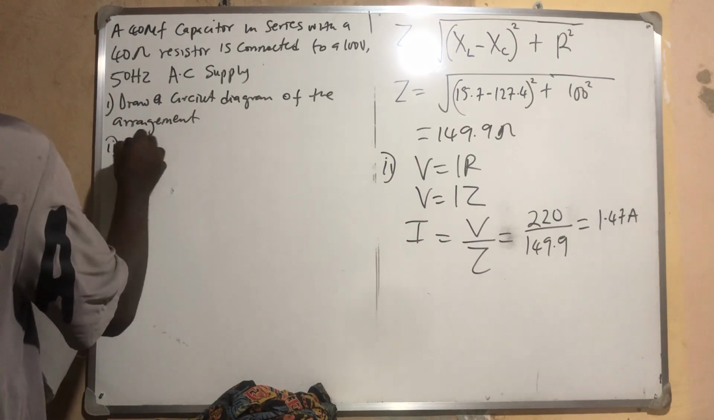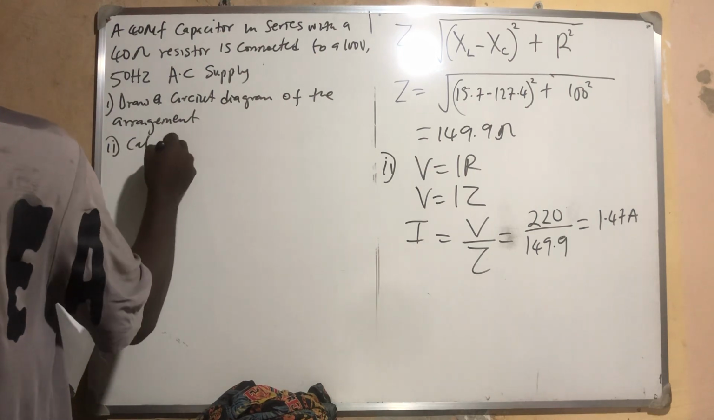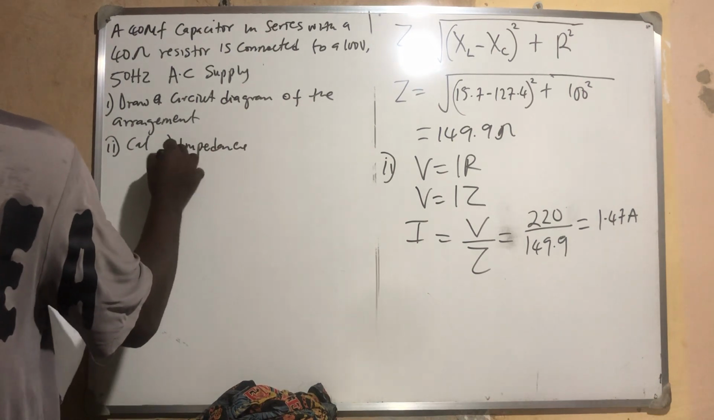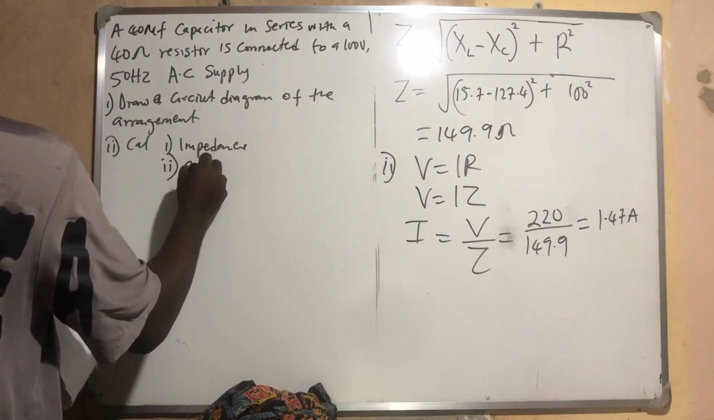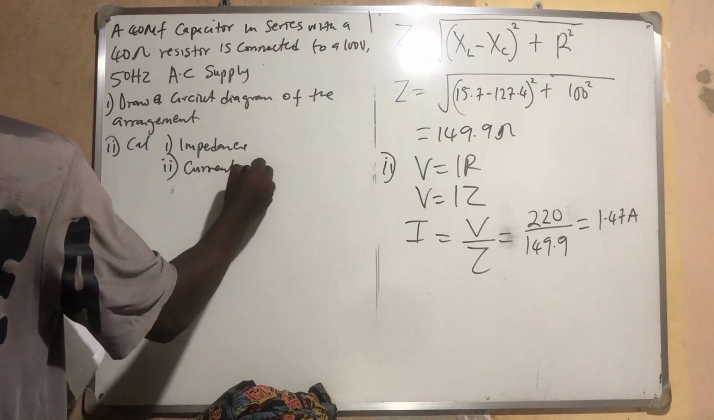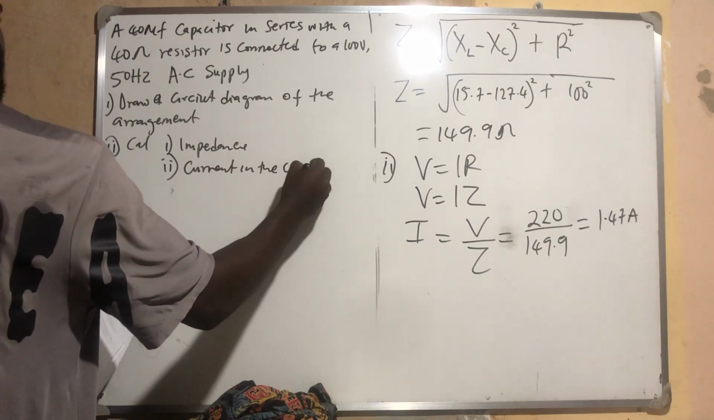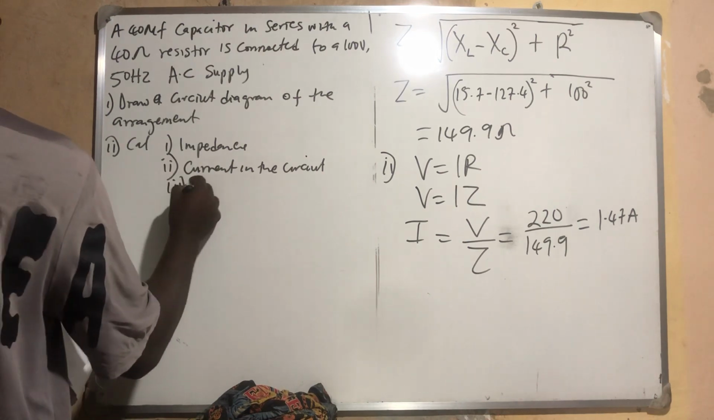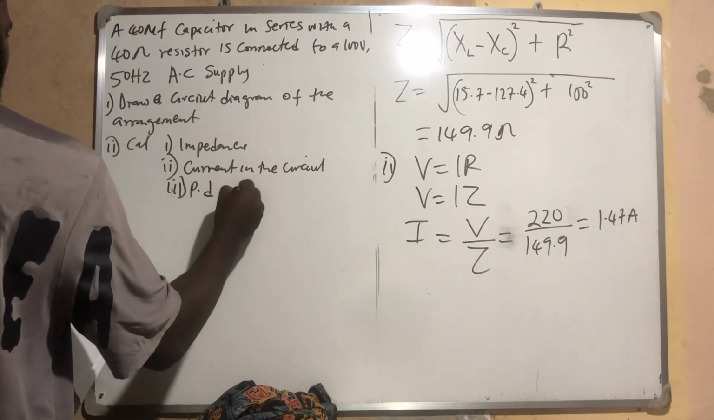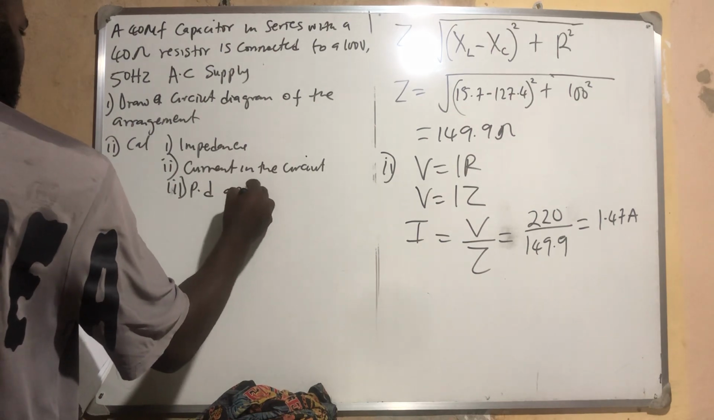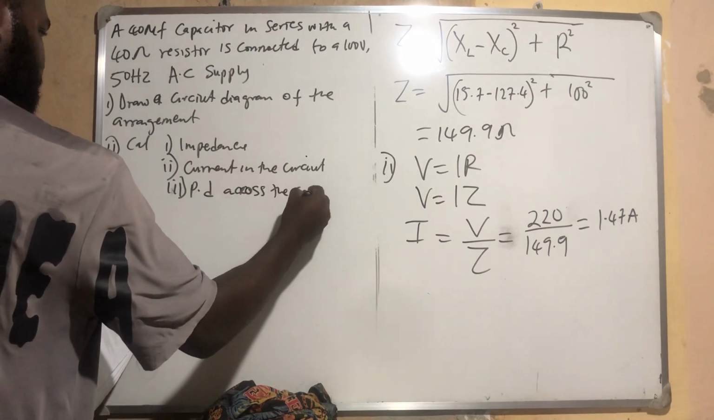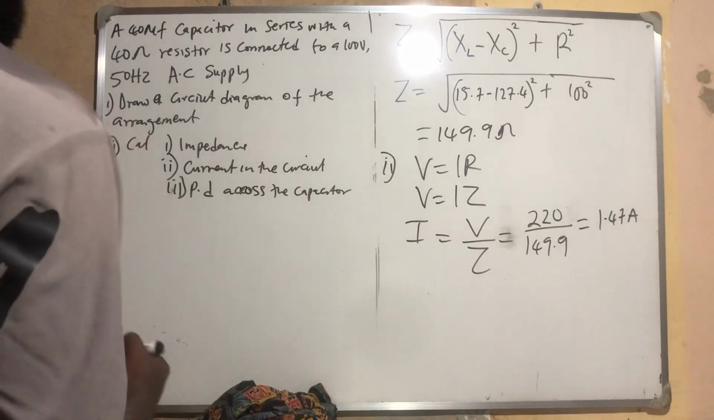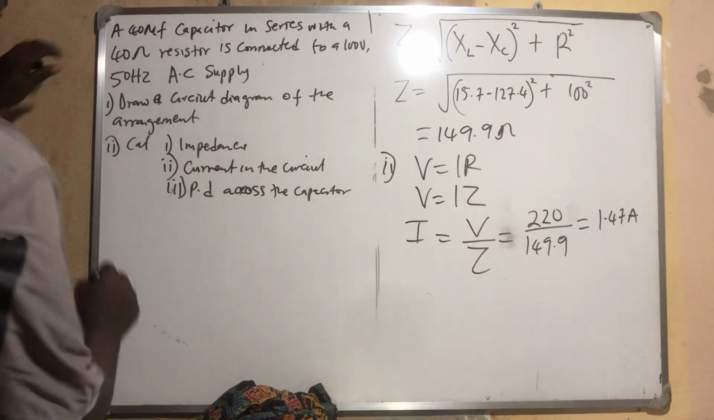Then I calculate the impedance. I calculate the current. I calculate the potential difference across the capacitor. So first of all, the first thing they want us to do is to draw it.